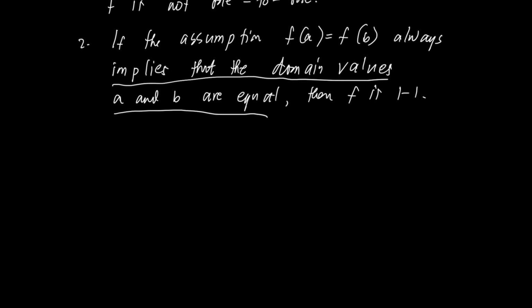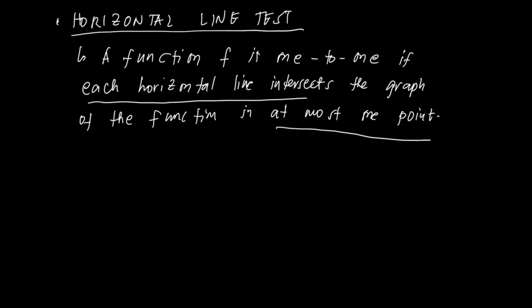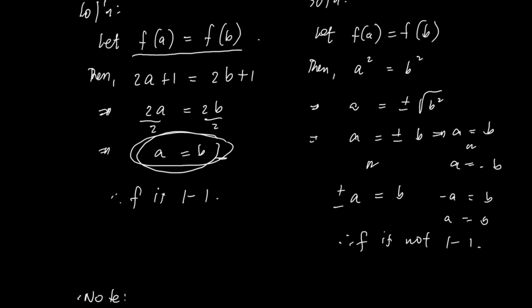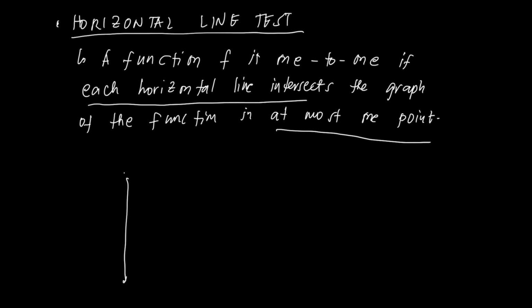Now, if the graph of the function is given, then it would be easier to identify if a function is 1-to-1 or not by using the horizontal line test. So a function f is 1-to-1 if each horizontal line intersects the graph of the function in at most one point, meaning at exactly one point. So if, for example, f of x is equal to 2x plus 1, how do we graph that one?